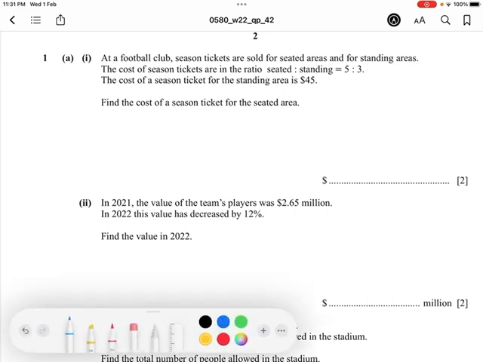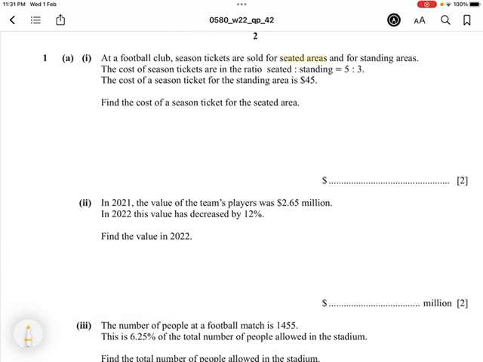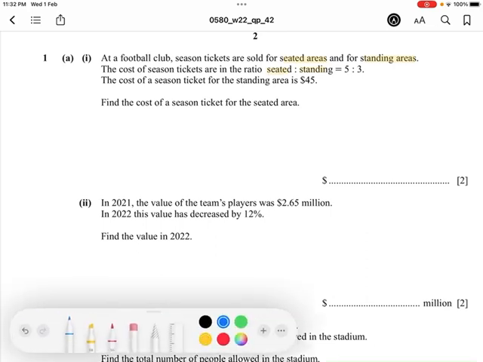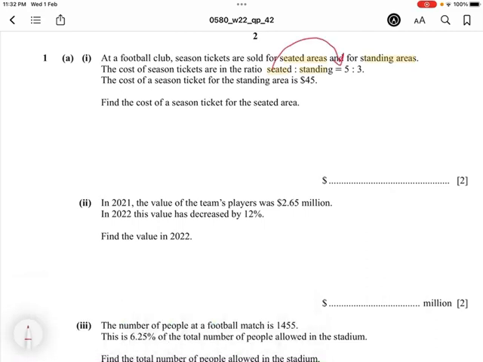are sold for seated areas and for the standing areas. The cost of the season tickets are in the ratio seated to standing is 5:3. So please pay attention that reading the question is very important. So seated is 5, you can see that, and standing is 3. The cost of the season ticket for the standing area is 45.